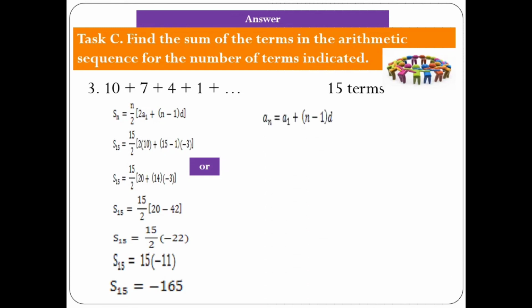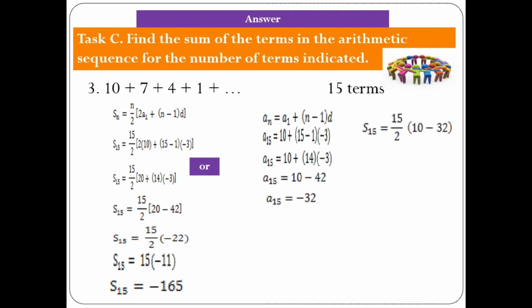Or, by using the other formula, we will first get the 15th term of the given sequence 10, 7, 4, 1, and so on. So we have 10 plus the quantity of 15 minus 1 times negative 3, which is equal to 10 plus 14 times negative 3, and that is 10 minus 42. So the 15th term of the given sequence is negative 32. And by using the other formula, we have 15 over 2 times 10 minus 32, which is equal to 15 times negative 11, which is equal to negative 165.